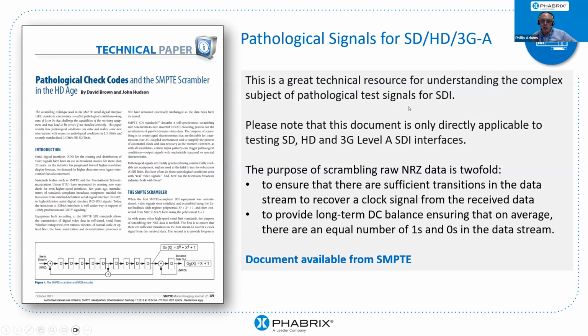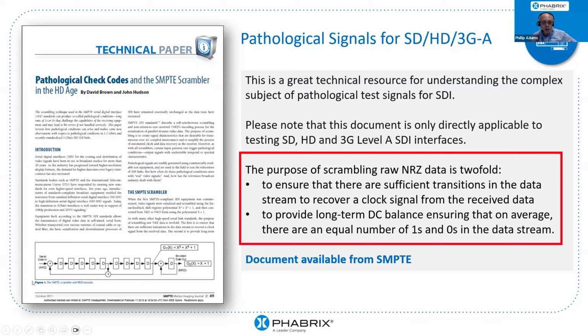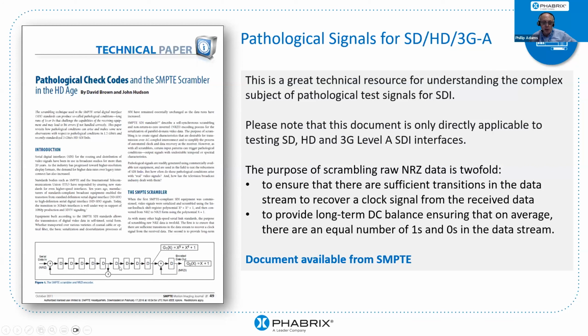The pathological signals are all because of something called scrambling. This is the scrambler, and this is the video data. These are the single bits of the video data, and I won't go into the detail of it. It would take us too long to do that. But this scrambler basically modifies the data. There's a scrambler here, and then there's a non-return to zero section here.